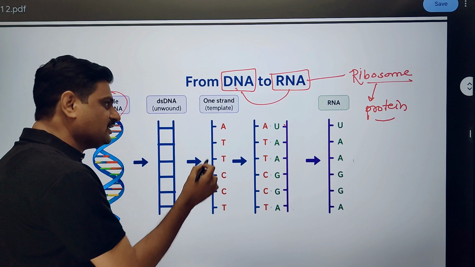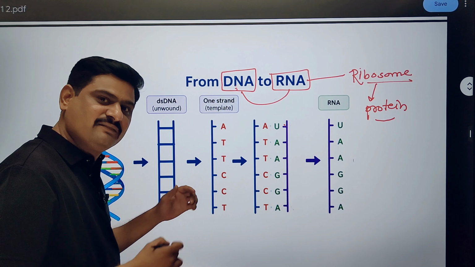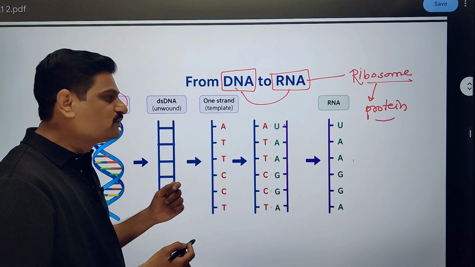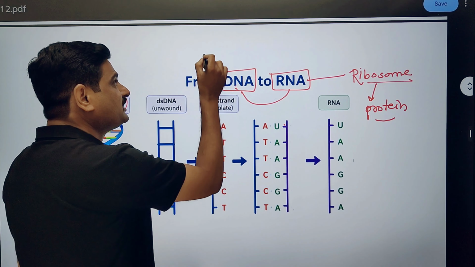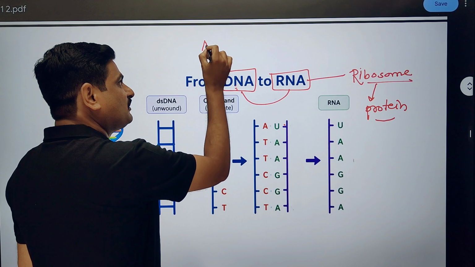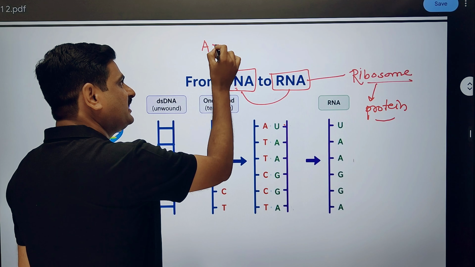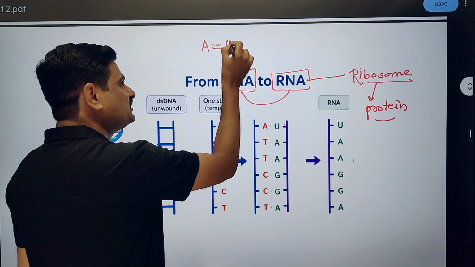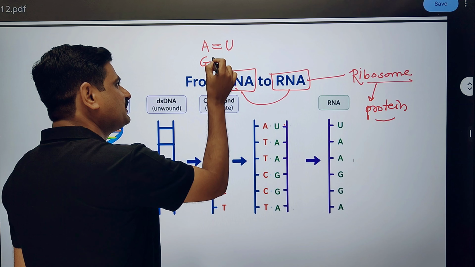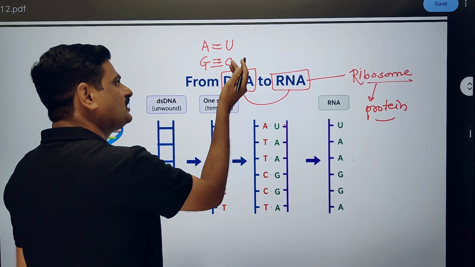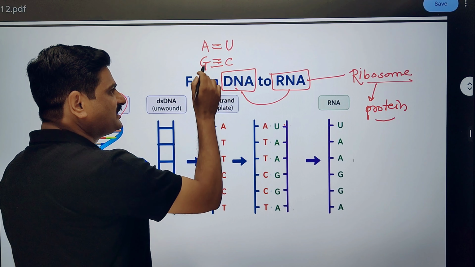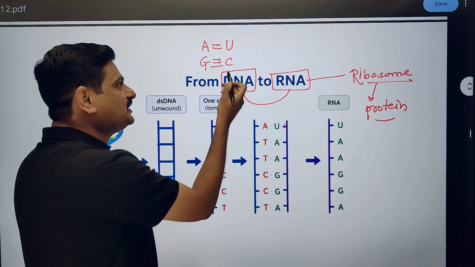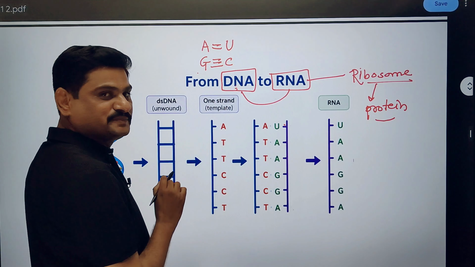If you see here, the sequence A, T, T, C, C, T. By using this nucleotide sequence on DNA, we have to make RNA. How to make it? For that, we should know the basic rules about pairing: A always pairs with U, and G always pairs with C, or vice versa. If C is there then G, if G is there then C, if U is there then A, and if A is there then U.